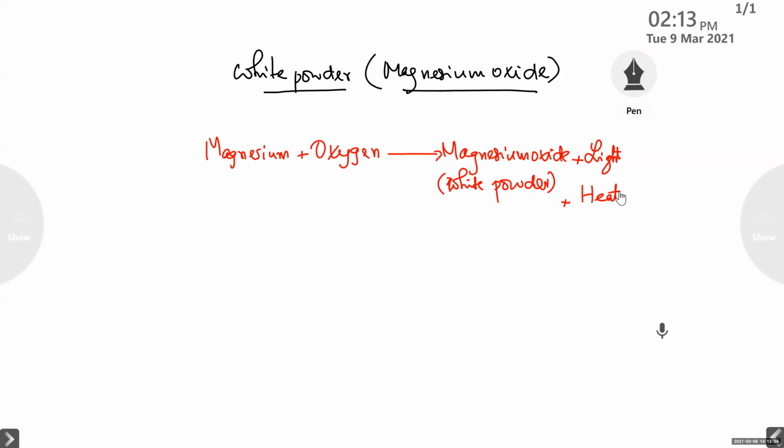Okay. Do you remember the activity in the beginning? Magnesium ribbon is taken and it is cleaned with a sandpaper. It is rubbed with a sandpaper. And what's the use of cleaning magnesium ribbon? On the surface of magnesium ribbon, there will be a coating of magnesium oxide and basic magnesium carbonate.